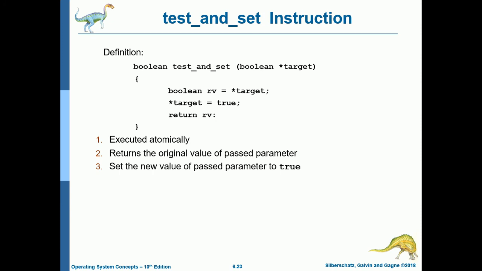So this is the test and set instruction. We have boolean test_and_set, with a boolean pointer target as the parameter. The value of the pointer will be stored in boolean rv, and then the value true will be stored in the pointer target, and it returns rv. This instruction is executed atomically, with no interruption, returns the original value of the passed parameter, and sets the new value of the passed parameter to true.